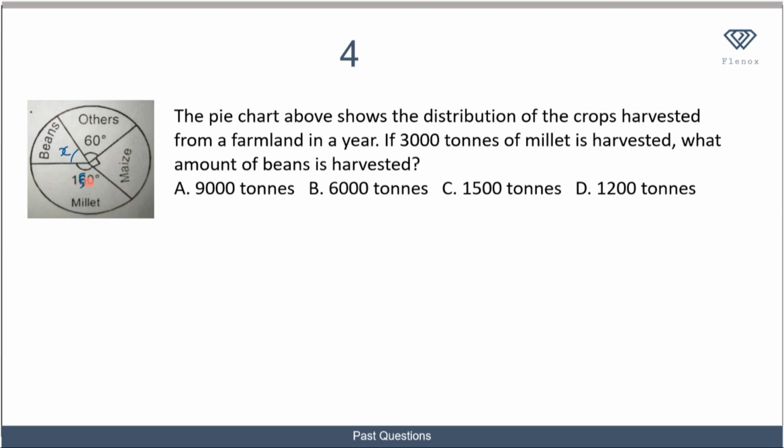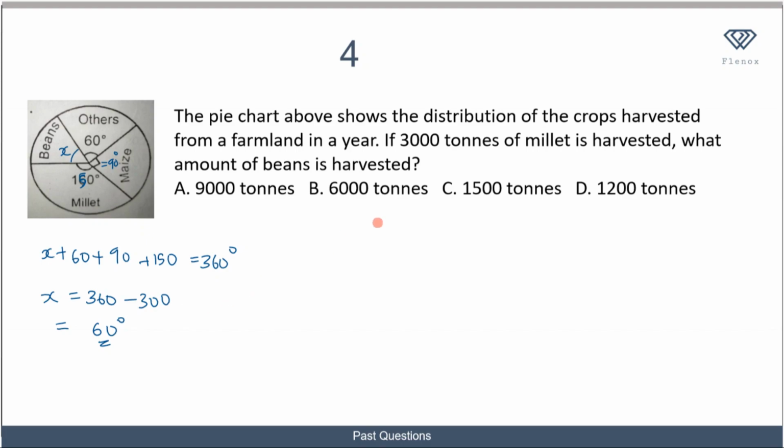So we get started. To find the angle of the degree for the number of beans, we know that the sum of angle in a circle must be 360 degrees. So when I sum all this together, I get 360 degrees. So x plus 60 plus, for my maize, I have this symbol over here which represents a right angle. I know that a right angle represents 90 degrees. So plus 90 plus 150 must be equals to 360 degrees. So my x will be equals to 360 minus 300, and that gives me what? 60 degrees.